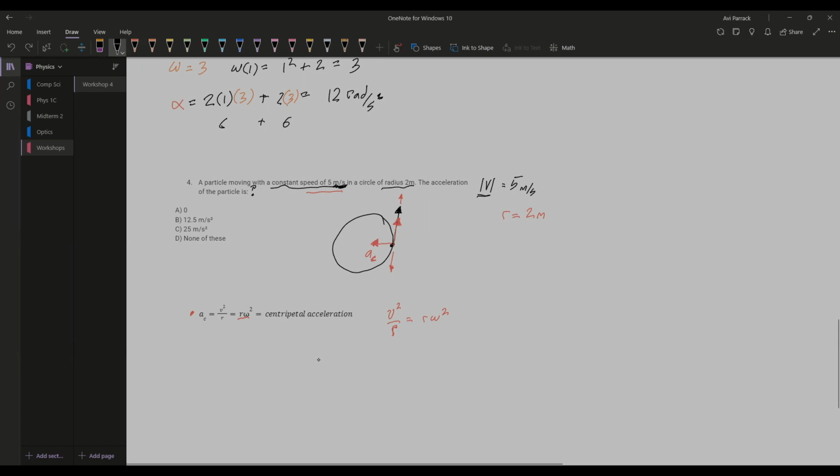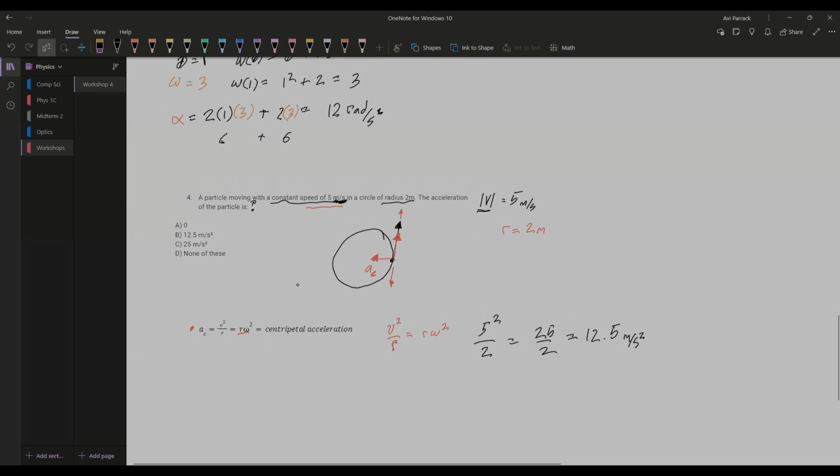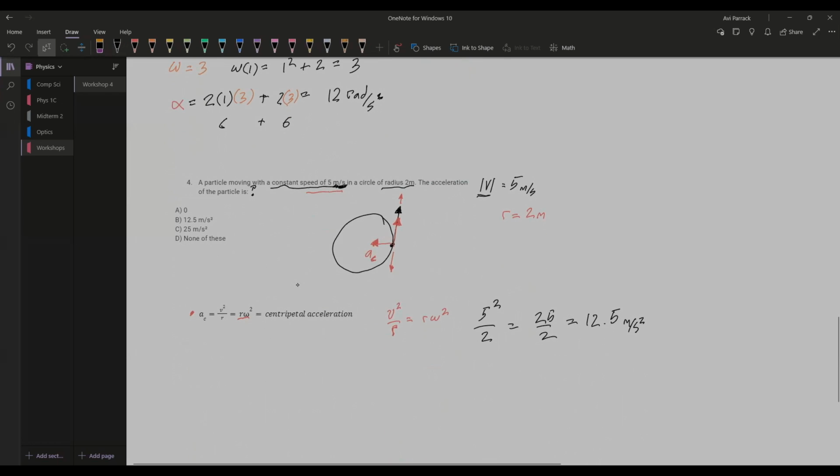Okay. This is actually really straightforward. We just have to plug in the pieces. The only trick to this is just making sure you know these arrows. So we've got 5 squared divided by 2 meters, which is 25 over 2, equal to 12.5 meters per second squared.